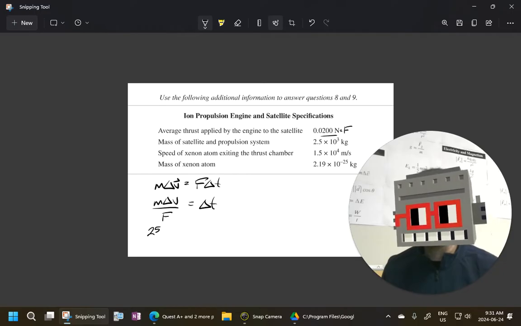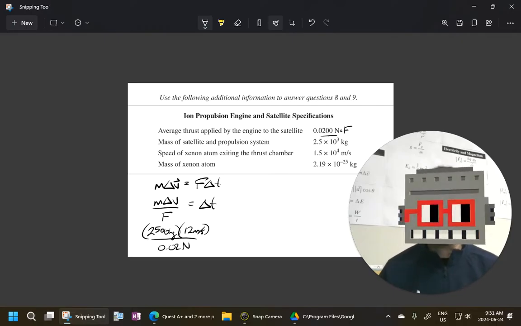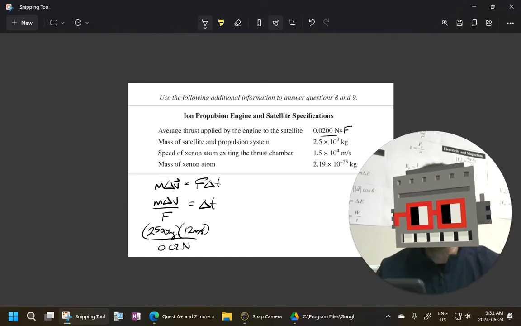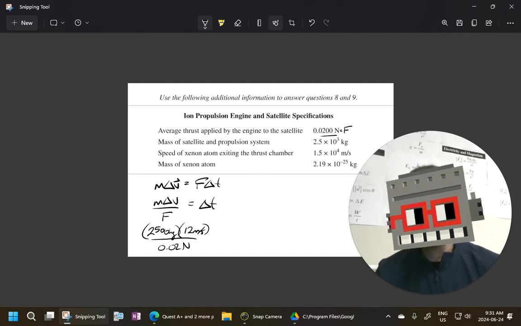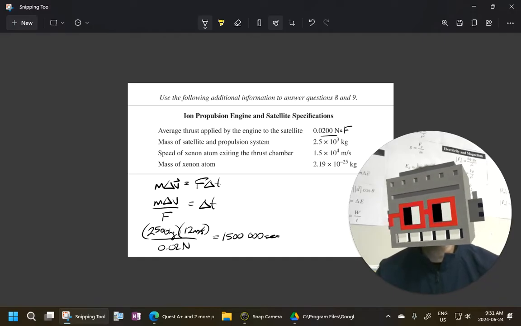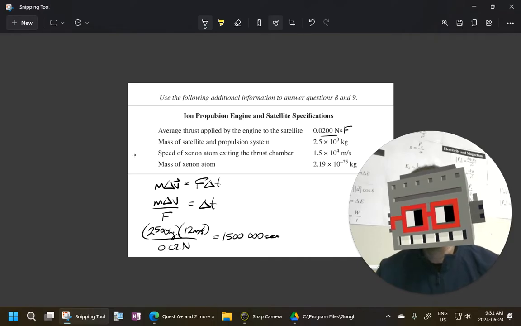So we got mass, 2,500 kilograms. We got a change in velocity. It's got to get up to 12 meters per second, or change by 12. And we have this number here, this force. So put it all together, 2,500 times 12 divided by 0.02. So we get 1,500,000, and because these units are all going to be in seconds, we get 1,500,000 seconds. And they want this in hours. So to get to hours, I'm going to divide by 60 to get to minutes. So that's 25,000 minutes. And divide by 60 again, and you get 417 hours if we go with that.